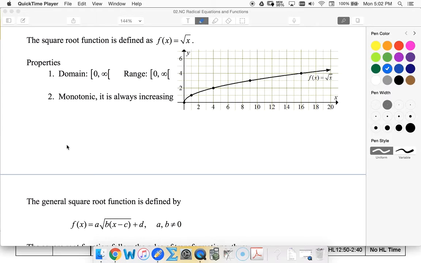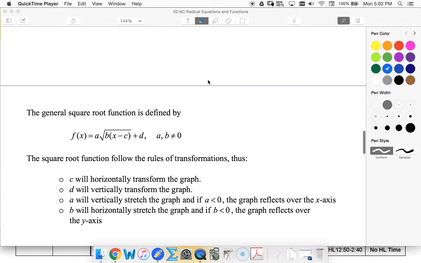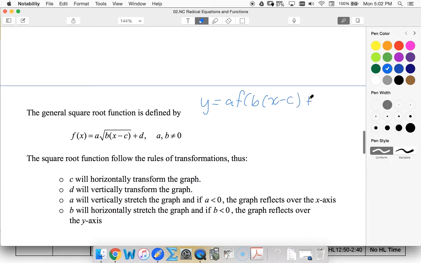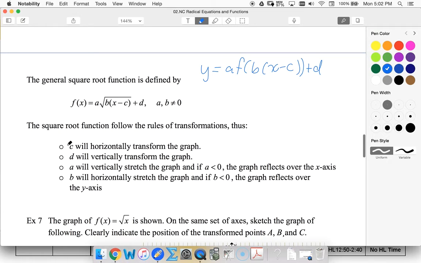Just like functions that we've seen before, our general function is y equals a f of (b x minus c) plus d. So if I have a square root function, my f of x is the square root. So here we're saying f of x is our general square root function. A and b are not 0 because that would turn into just a horizontal line. So as we've seen, c horizontally transforms the graph and we go in the opposite direction. That's why we've got the minus c there.